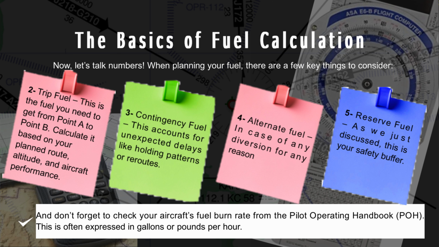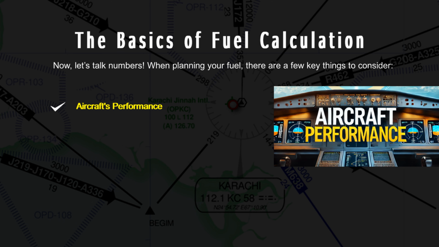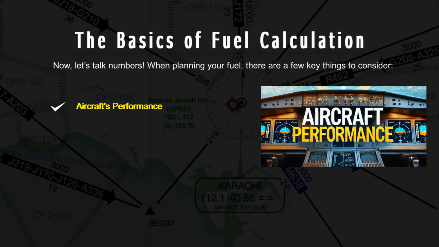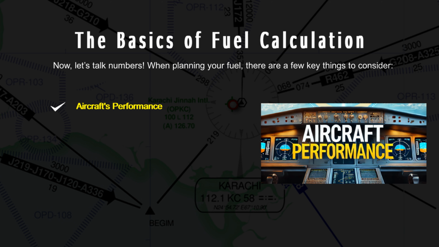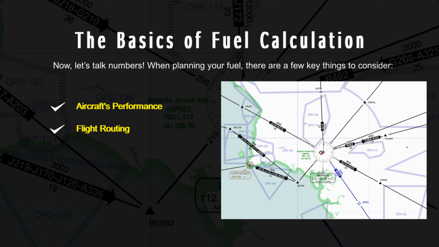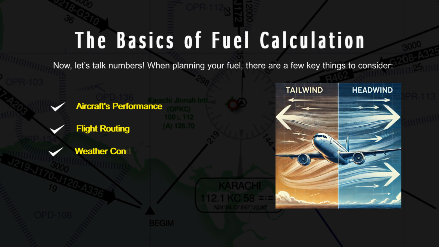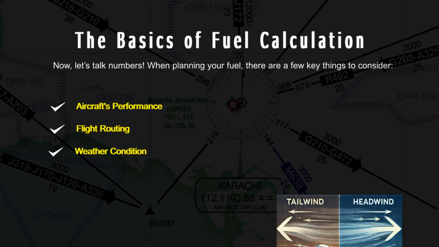Fuel planning takes into account a variety of variables. 1. Aircraft performance, fuel burn rates, maximum takeoff weight, MTW, and operational limits. 2. Flight plan routing, distance, waypoints, airways, and flight level. Direct routings may reduce fuel consumption. 3. Weather conditions, winds aloft, temperature, turbulence, and icing conditions. Favorable tailwinds can reduce fuel needs, while headwinds increase consumption.